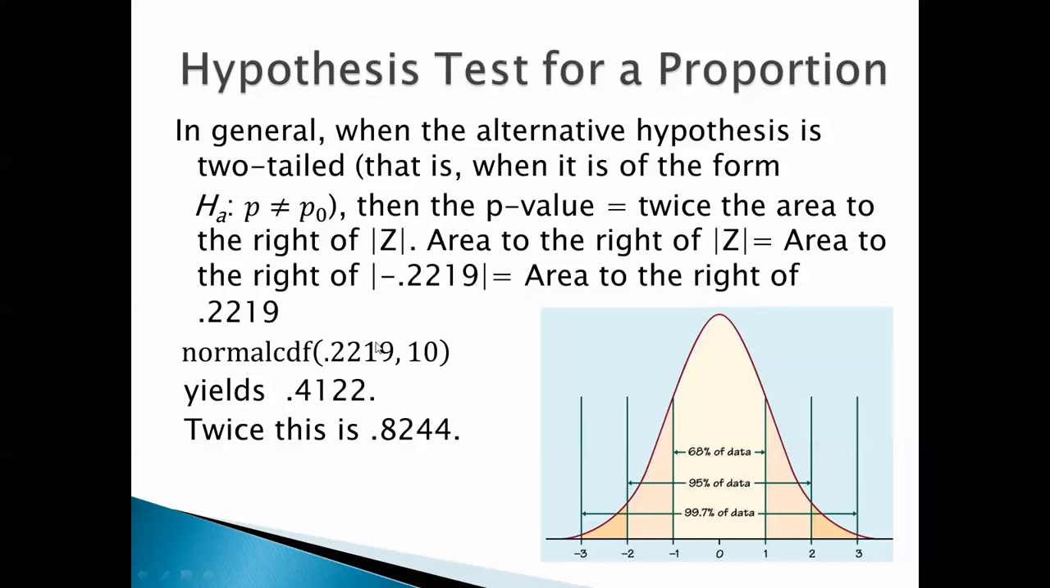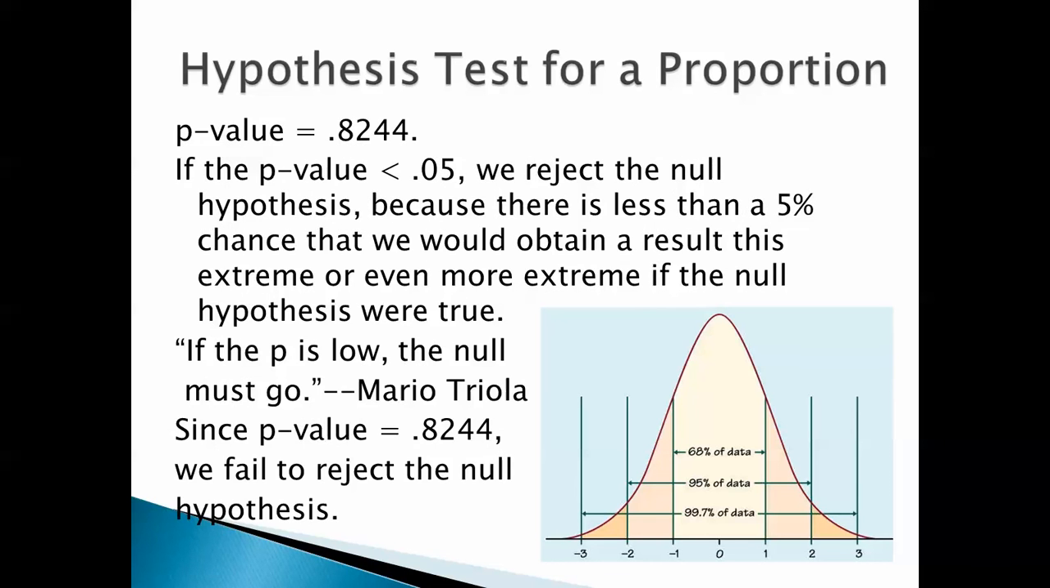When you use your TI, normalcdf, 0.2219 to 10, well, that area is 0.4122, because it's really just about everything from here on to the right. And twice that is 0.8244. So that would be our p-value. Okay, so our p-value is 0.8244.